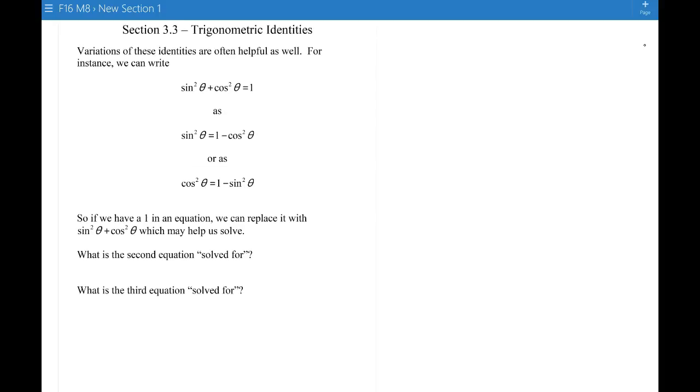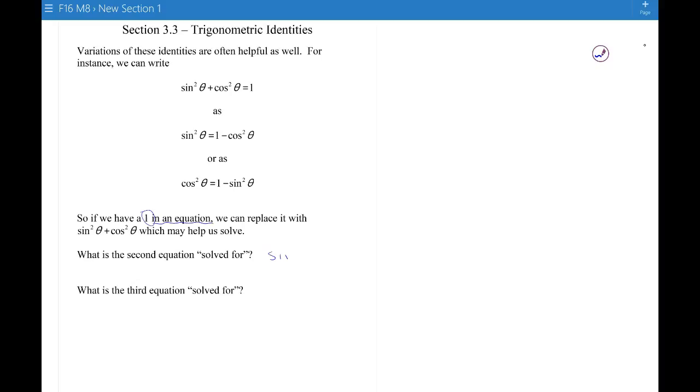So variations of these identities are helpful also. And so notice that if you have a 1 in the equation, you could replace it with sine squared theta plus cosine squared theta, which may help us with solving. It would seem like that would make it more complicated, but sometimes that's what makes it so we can proceed.